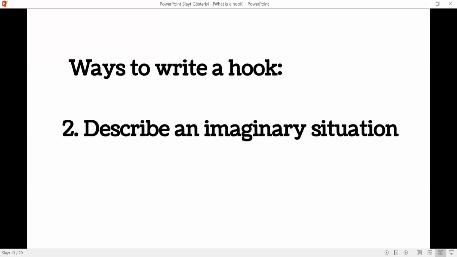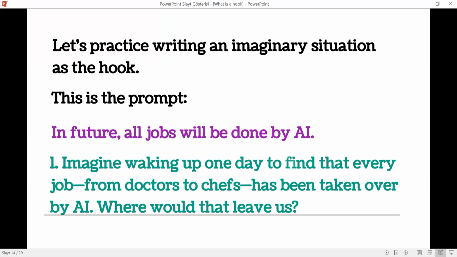Second way to write a hook, describe an imaginary situation. Take the same prompt into consideration. Here's an example using an imaginary situation as the hook. Imagine waking up one day to find that every job from doctors to chefs has been taken over by AI. Where would that leave us?